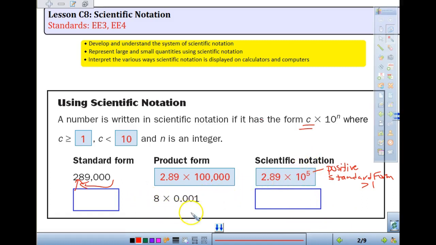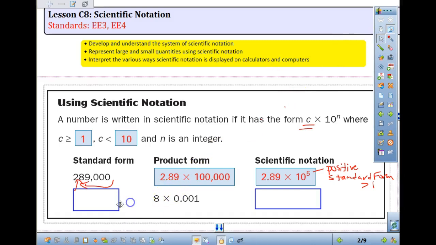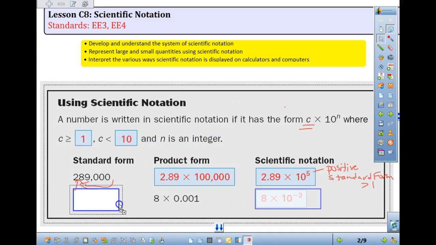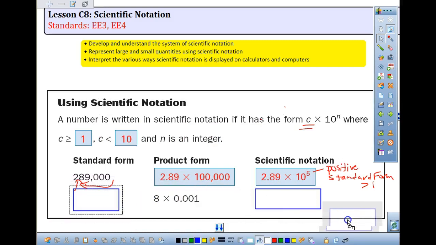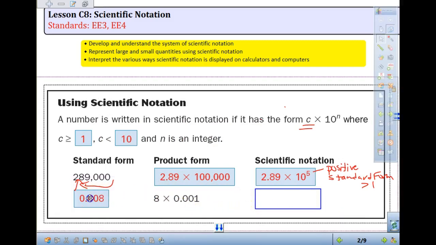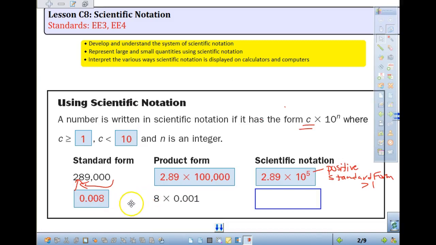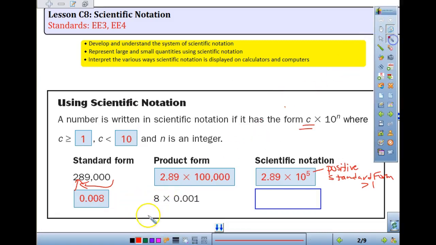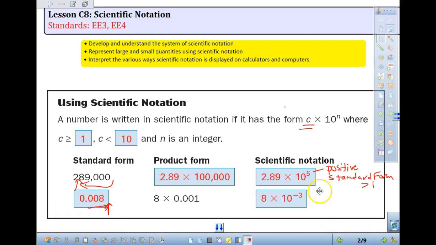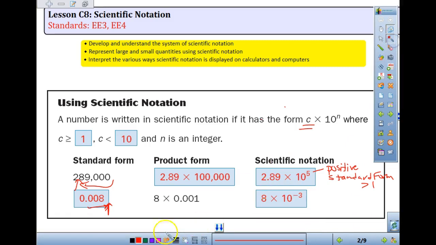So when I look at this one, it's 8 times 0.001. And as I am writing it in standard form, that's going to be 0.008. Which means if I want the decimal to be behind the 8, I'm going to be moving it. And in this case, in scientific notation, I'm going to have 8 times 10 to the negative 3. I'm going to have a negative 3.